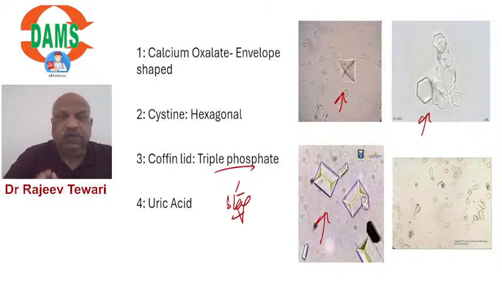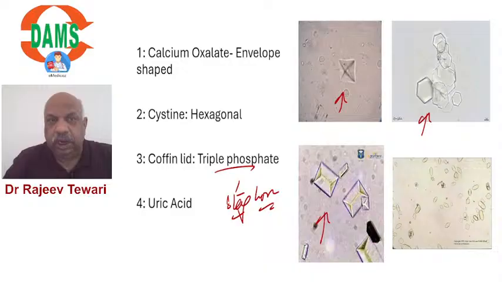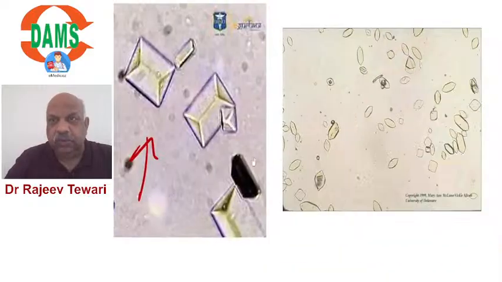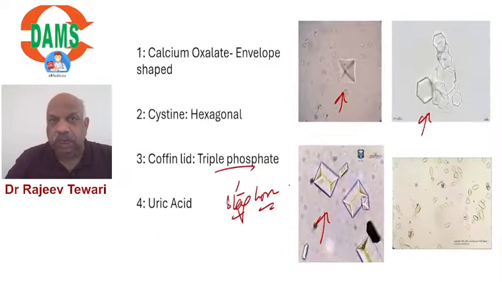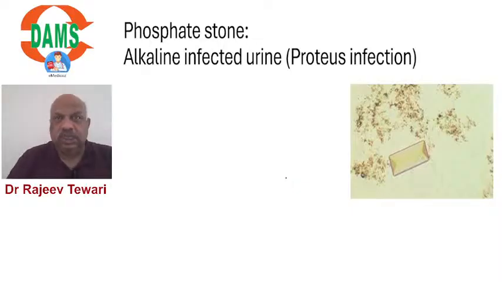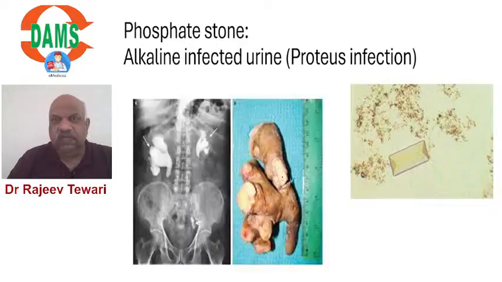And what is the treatment for Staghorn? Another question, PCNL. And this is rhomboid or needle shape, that's uric acid. Rhomboid or needle shape uric acid. This is protease infection, triple phosphate, coffin lid. And this is the Staghorn calculus.